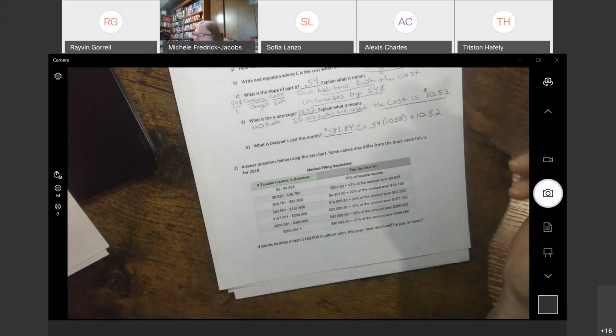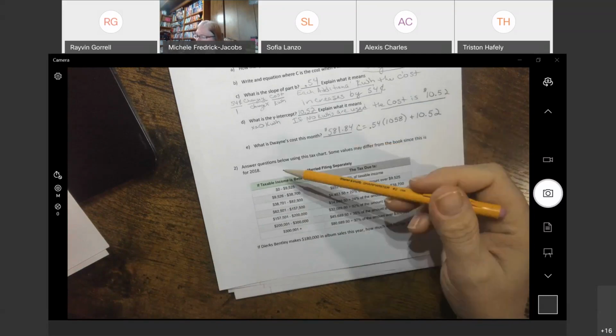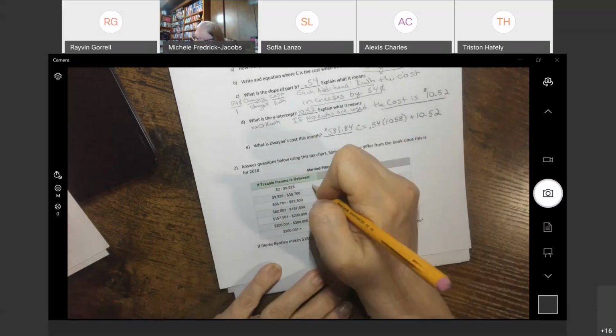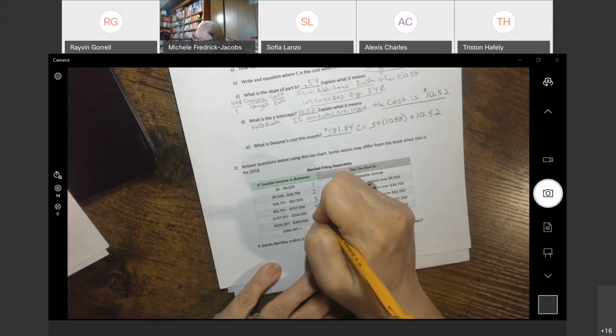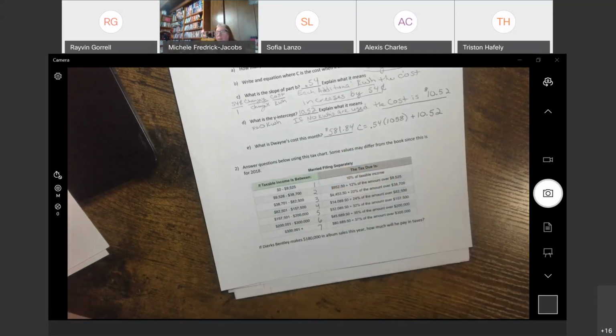Answer the questions below using the tax chart. Some values may differ from the book since this is 2018. Okay, and we'll number the tax brackets so you don't have to number them. It's just easier for me. I can say which tax bracket is he in.